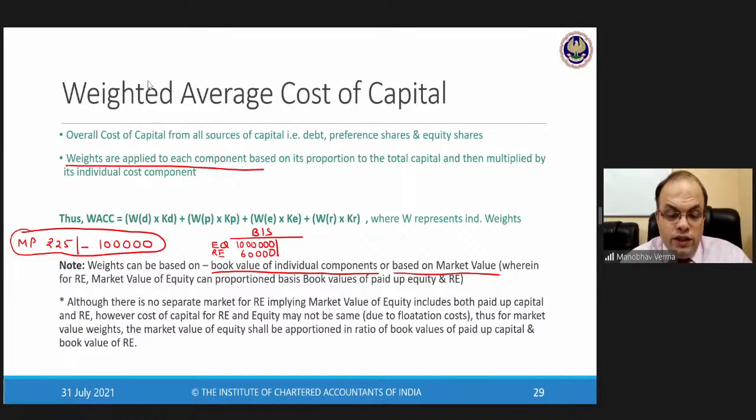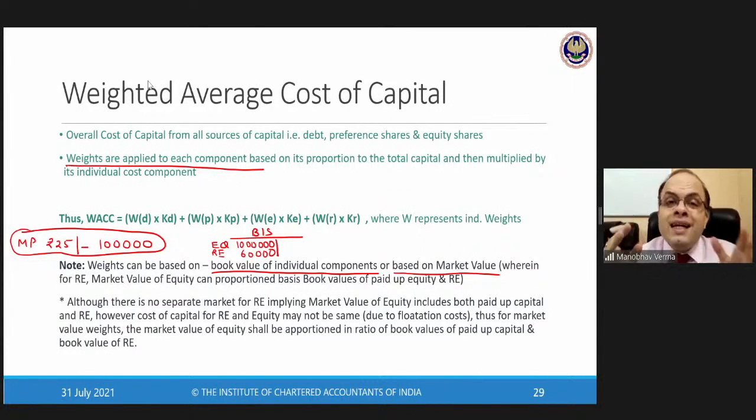Due to various flotation costs and underwriter commission, is what Kamal said. Yeah, absolutely wonderful, Kamal. That's absolutely correct. So there could be some cost attached to raising of that capital. Now I'm getting responses from other students as well. So that's good. We are already on a two-way traffic here. So Divya, Sanjay, I got your responses as well: due to flotation cost.